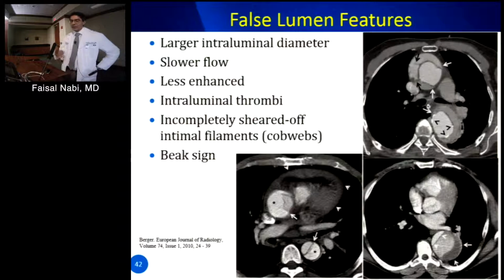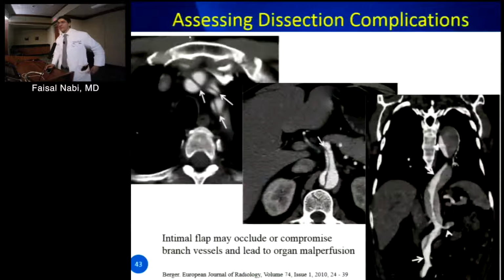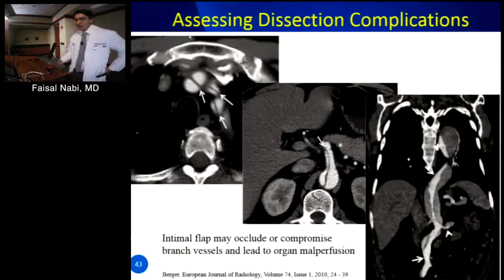If you see shredding, as demonstrated in some of these images where the star is, that's called the cobweb sign. It's where the intima has sheared. That's also a sign of the false lumen. And then wherever you have very tight angulations with the aortic wall, that's called a beak sign, also suggesting the false lumen.